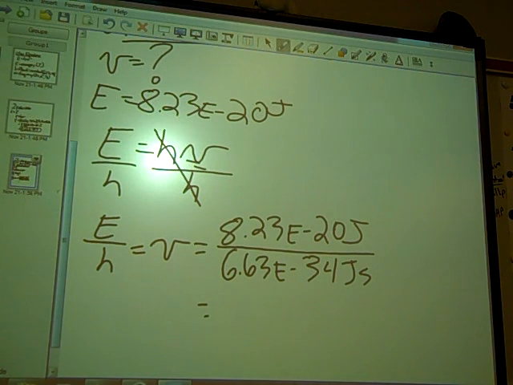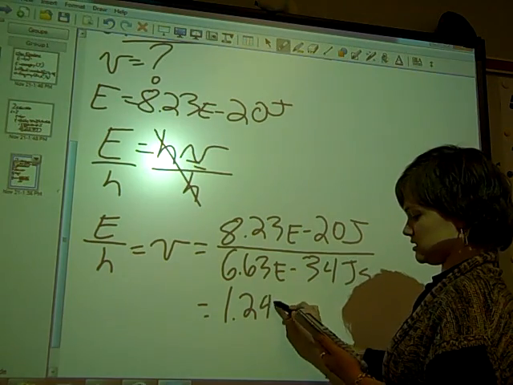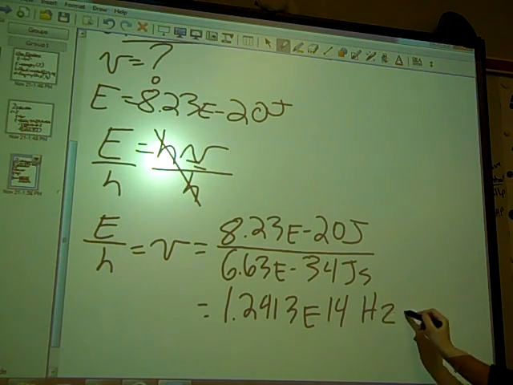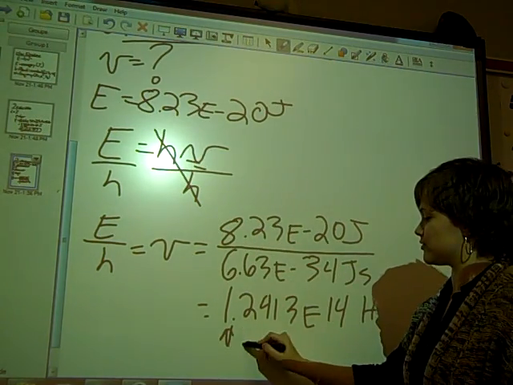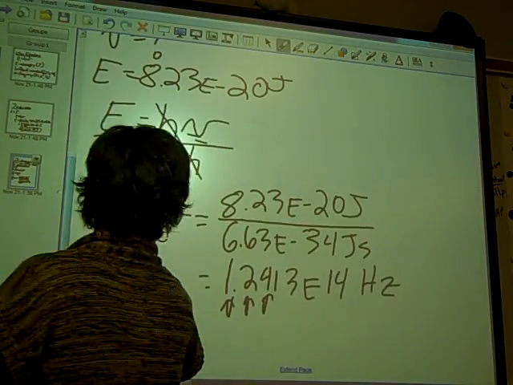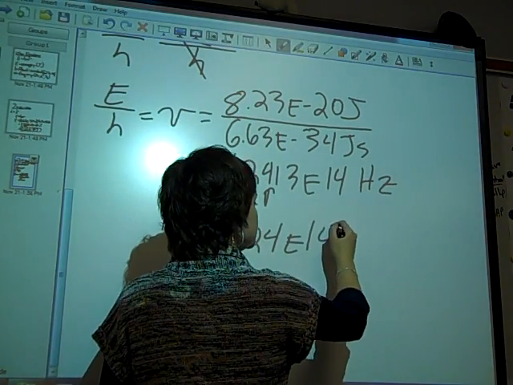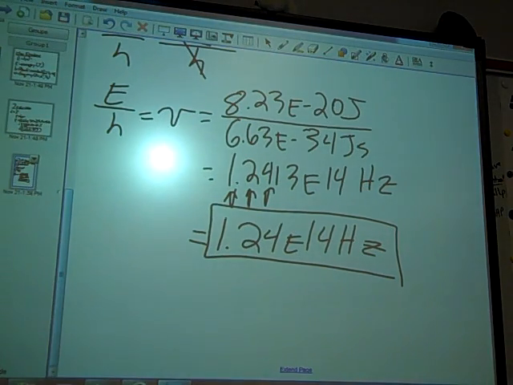Plug that into the old calculator. Again, please remember to put your scientific notation numbers in parentheses in your calculator. Saves you many a heartache later on tests and such. Frequency unit is hertz. Last thing we need to talk about, sig figs. Back to the number given in the problem. 3 significant figures. I can only have 3 in my final answer. So my final answer would be 1.24 times 10 to the 14th hertz. Number, correct sig figs, and units.